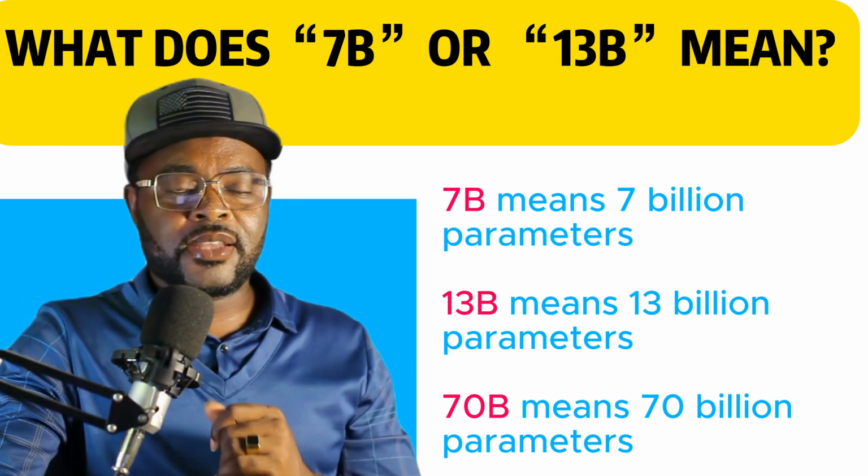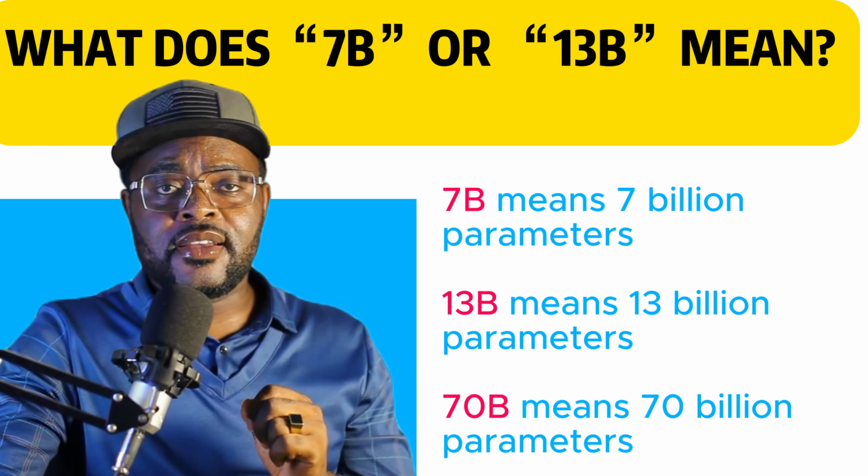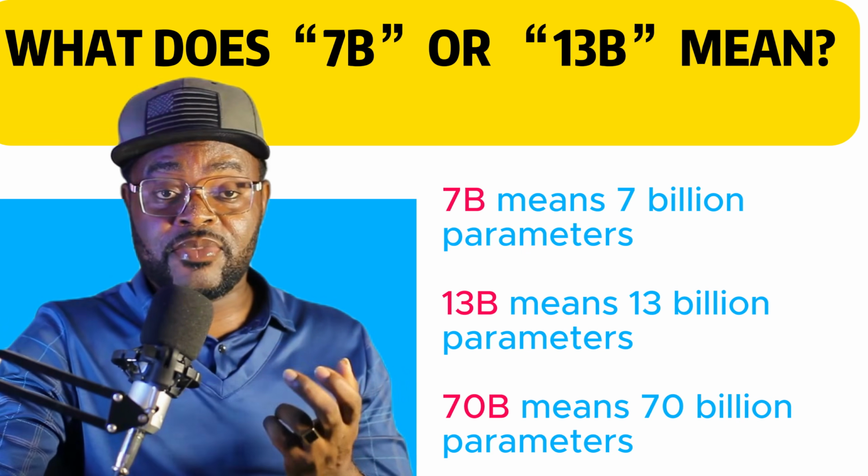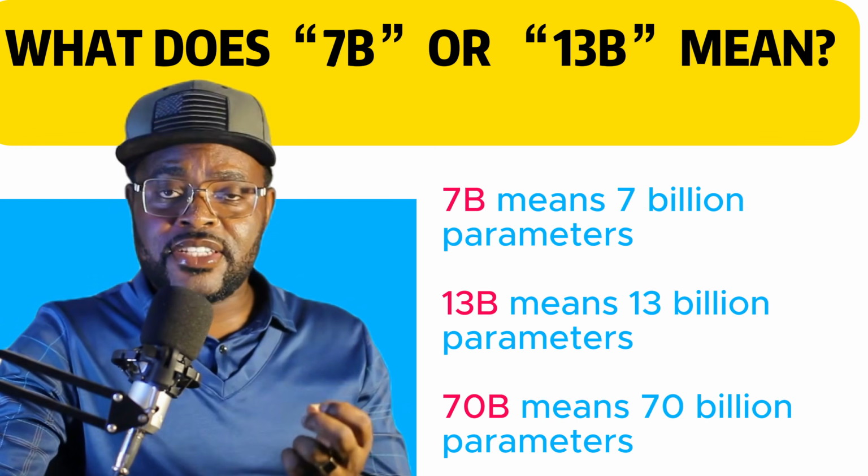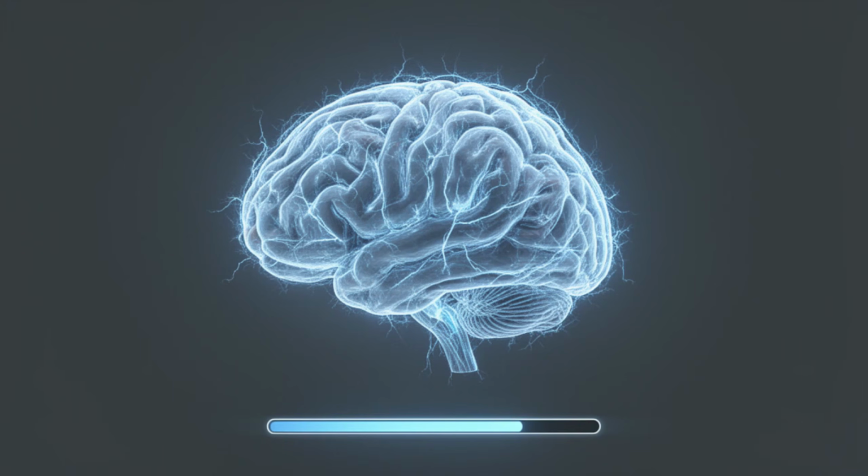So 7B means 7 billion parameters. 13B means 13 billion parameters. 70B means 70 billion parameters. Here's the trade-off. Smaller models, like 7 billion parameters, run faster, use less memory, and are good for basic tasks. Larger models, like 13 or 70 billion parameters, are more accurate and have better reasoning, but they're slower and heavier. So you're always choosing between speed and intelligence.